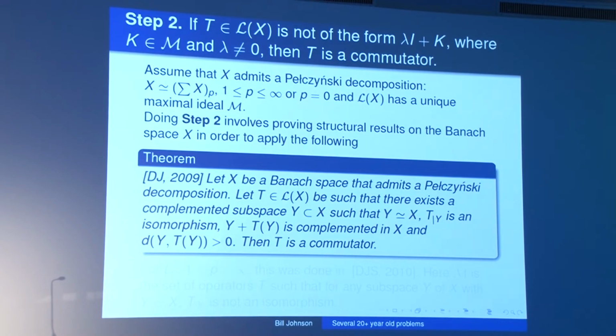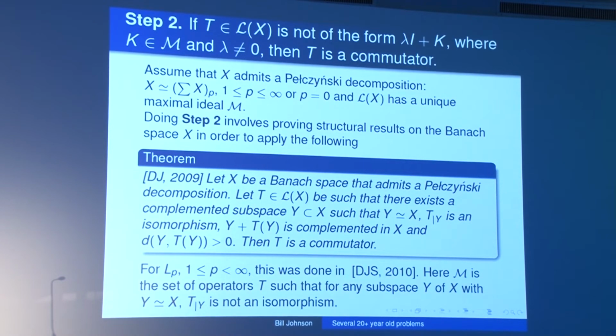And if you want to do step 2, again, anytime we were able to do anything, it depends on this particular theorem. The nice thing about this theorem is that to solve the problem of determining what the commutators are, you really don't have to do any operator theory. All the operator theory is built into this, but you still have to prove some structural theorems about Banach spaces and how operators act on them. And this was done by enlisting the aid of Gideon Schechtman for the spaces L_p on the unit interval. The problem here is that the maximal ideal is a very complicated set of operators, and it's just described as being all operators that are not isomorphisms when restricted to subspaces of L_p that are isomorphic to L_p.